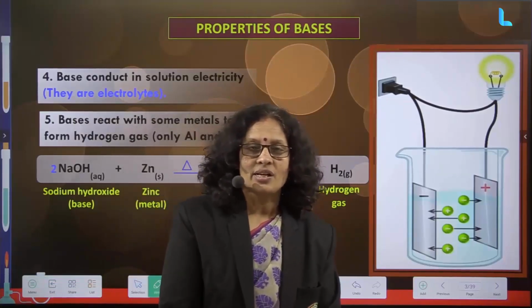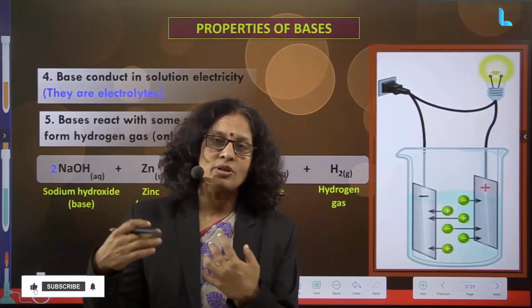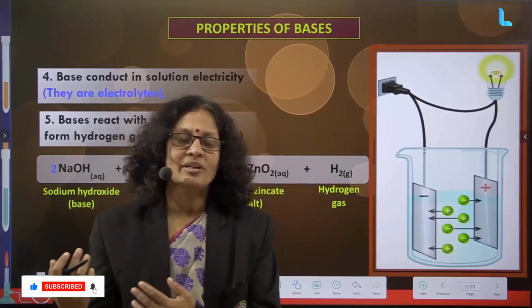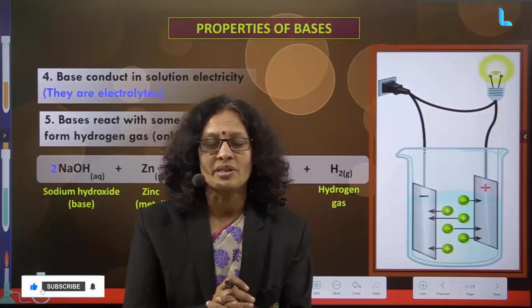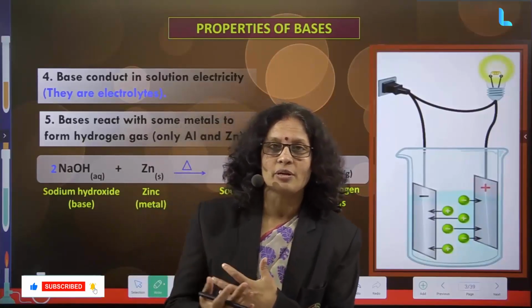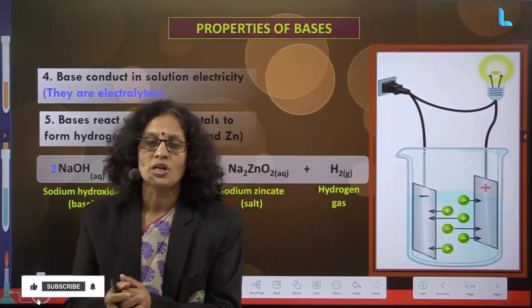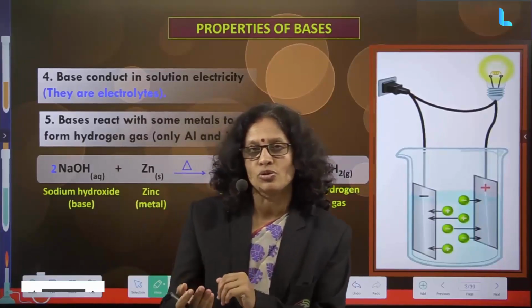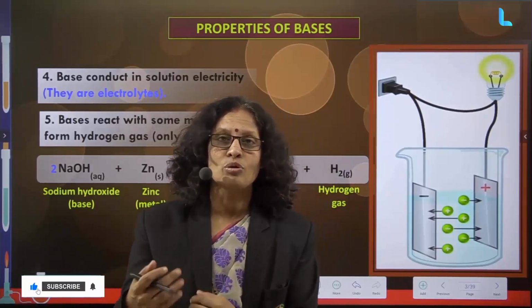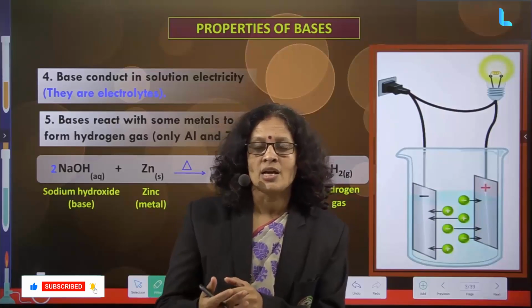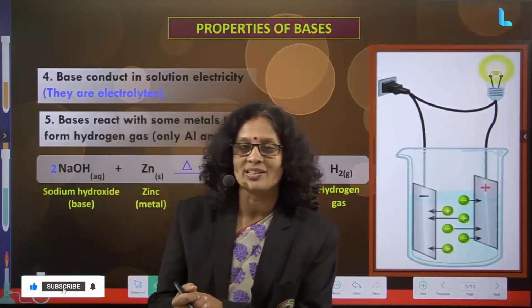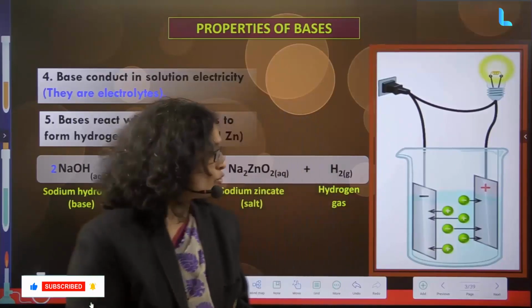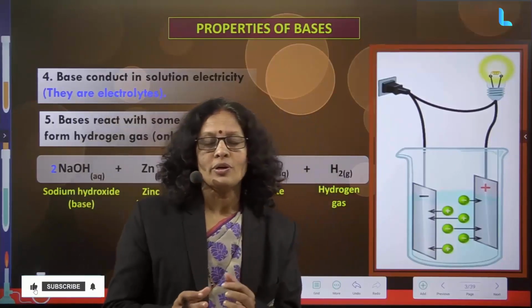Another test is, as we go to higher classes you have more understanding and more elaboration of the chapter. Now we have studied about ionization and dissociation. The substance which on dissociation gives more H plus ions is called an acid, and if it gives more OH minus ions, it is called a base. So there are different kinds of tests.